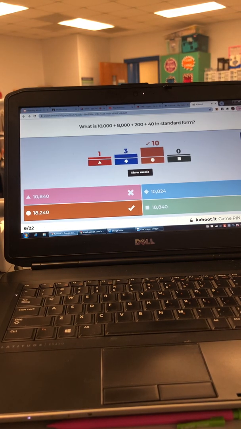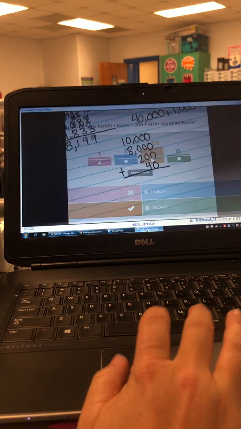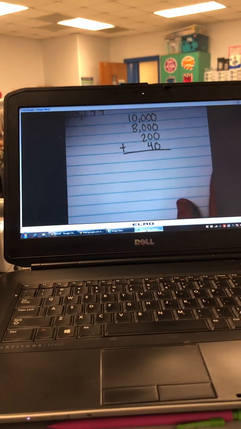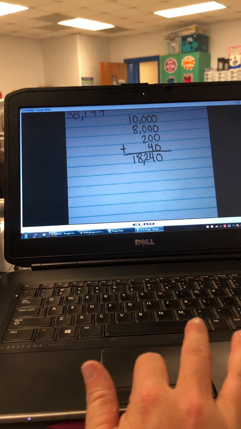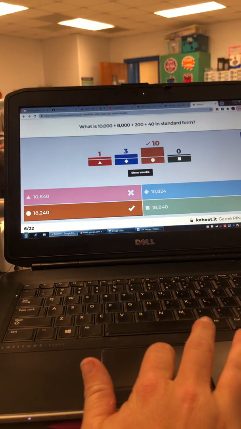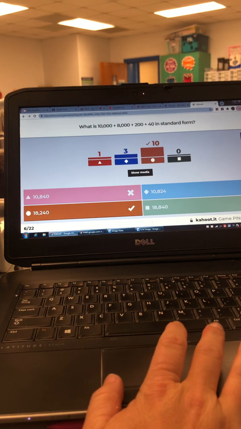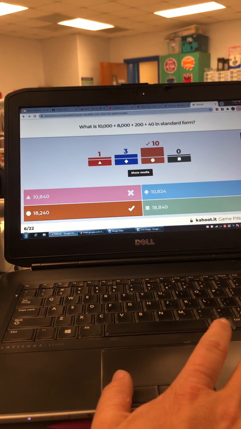Alright. Wow, that's good. So when I'm doing expanded form to standard form, really what I'm doing is I'm adding. So I line up my digits where they belong. We had 10,000, 8,240. 0 plus 0 is 0. 0 plus 4 is 4. 0 plus 2 is 2. 8 plus 0 is 8. And 1 plus 0 is 1. So even though, yes, it is an easy question, there were still people that got it incorrect. So that's why we're reviewing. There's people that got it wrong. All right, next question.